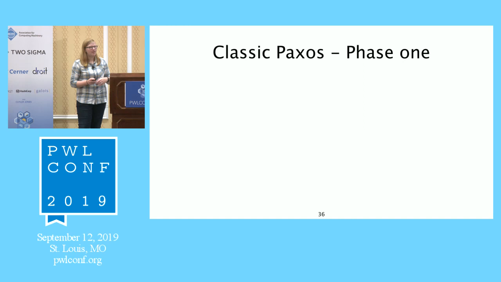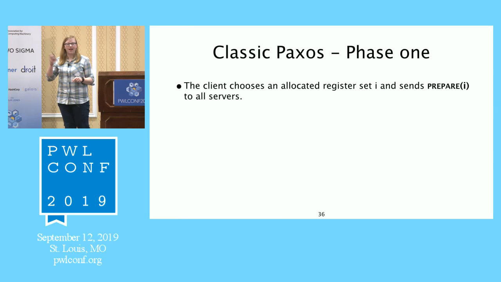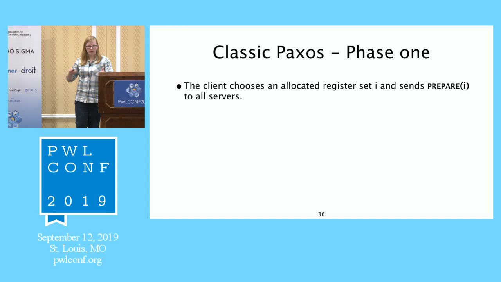So to begin, a client chooses an allocated register set I. Note the word allocated there. That's the register allocation rule that we saw before. This client can't just use any register they want. They have to use one of the ones they were allocated. And they're going to send a message. This message is called prepare. They're going to send the message prepare I to all the servers.